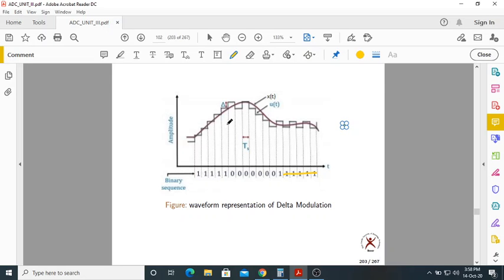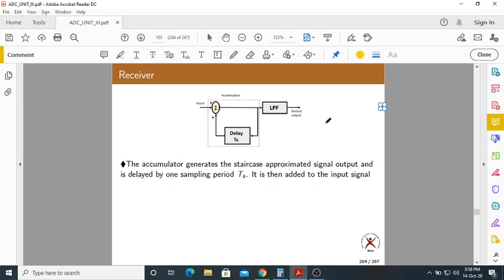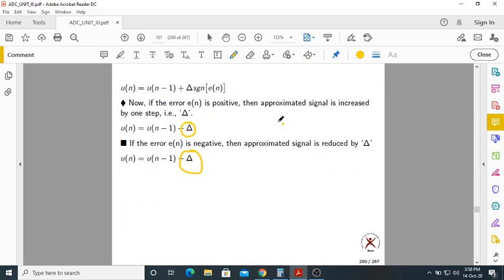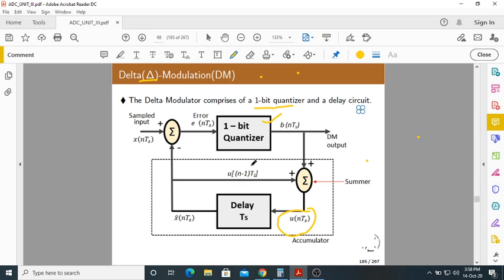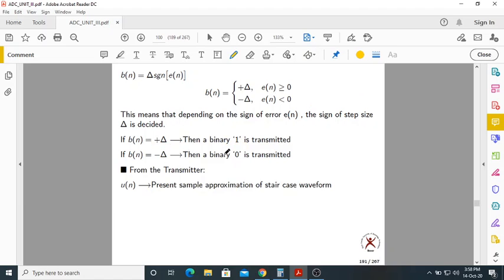Next, this is the receiver. We do exactly the reverse in the receiver. In the transmitter, what have you done? We have done addition, right? If you go back, sorry, we have done subtraction. So, here we will do addition.